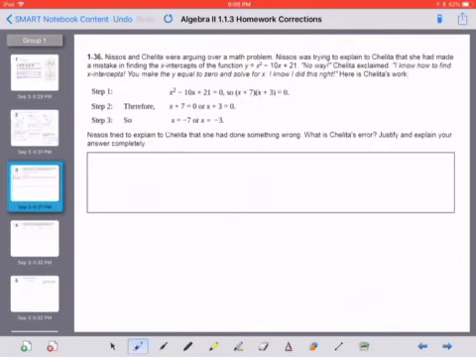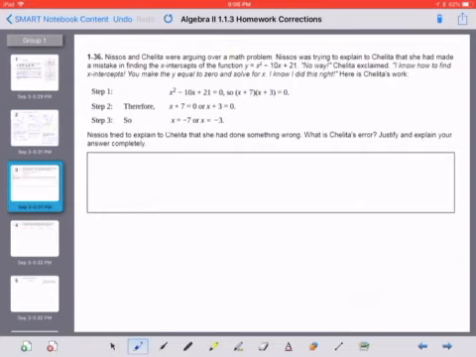Okay. The next problem is actually an error analysis. It says Nisos and Chalita were arguing over a math problem. Nisos was trying to explain to Chalita that she had made a mistake in finding the x-intercepts of the function y equals x squared minus 10x plus 21. No way, Chalita explained. I know how to find x-intercepts. You make the y equal to 0 and solve for x. I know I did this right.